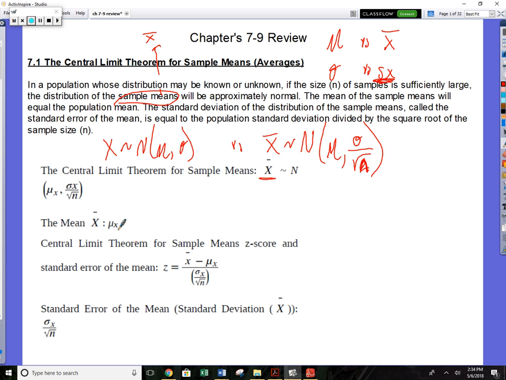I'm sure you've got it memorized by now. This definitely is good to put on your note card. Calculate a z-score.